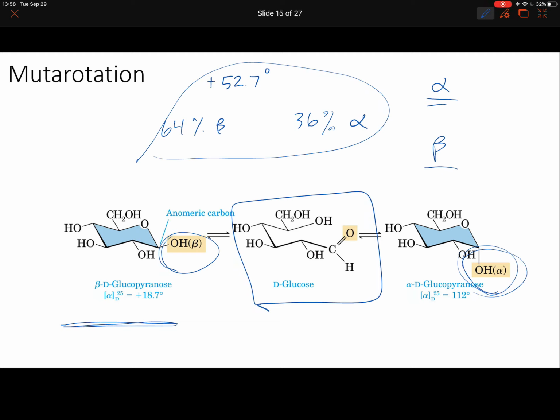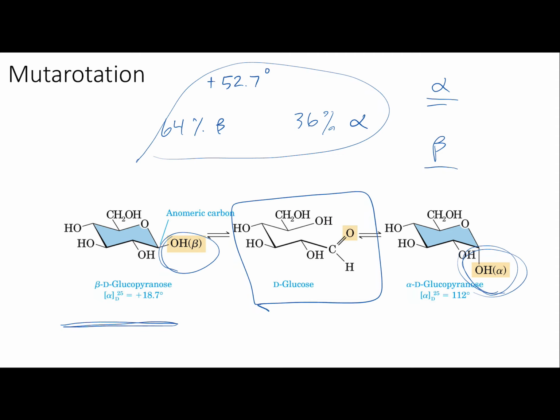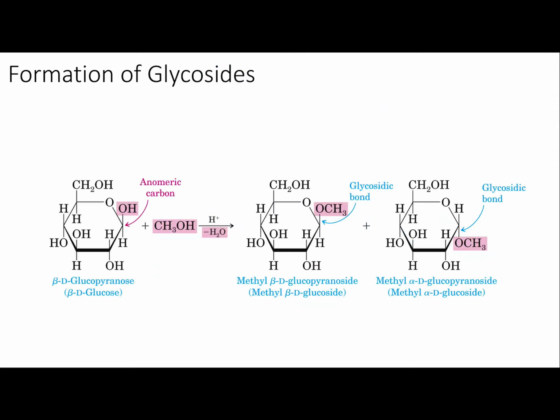So mutarotation is what we call it. Let's see. We can treat a monosaccharide with an alcohol to give an acetal. Where we had aldehydes and ketones with alcohols before to give hemiacetals, we can take a monosaccharide and again react that with an alcohol, and then instead of a hemiacetal, we'll get a full acetal.